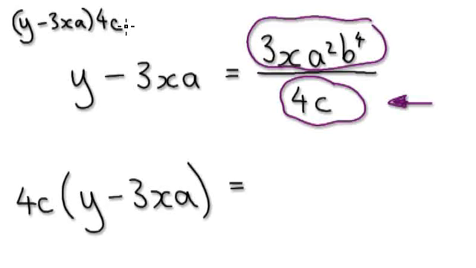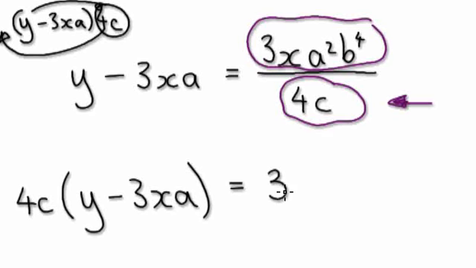Or you could do this, times 4c. But I prefer to put this in front. I don't know why. You can leave it at the end, but I prefer it in front. Okay, this one here. So on the right hand side, it's like this, plus b to the power of 4.